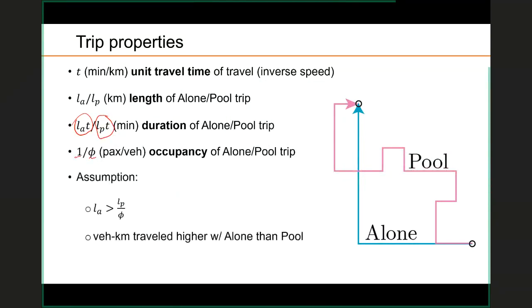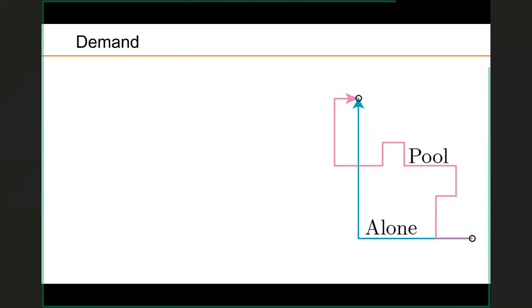Then finally, we make an assumption about the ratios among these quantities. We're going to say LA is equal to LP over phi, which is another way of saying that the vehicle kilometers traveled is higher with alone than with pool. So basically, this is your marginal impact on flow from taking a trip by one of the modes. If you take an alone trip, you raise flow by LA. But because the pooled trip is split among some other people, the marginal contribution is LP over phi, because the trip is split among these different people. Okay, very good. So these are the trip properties.